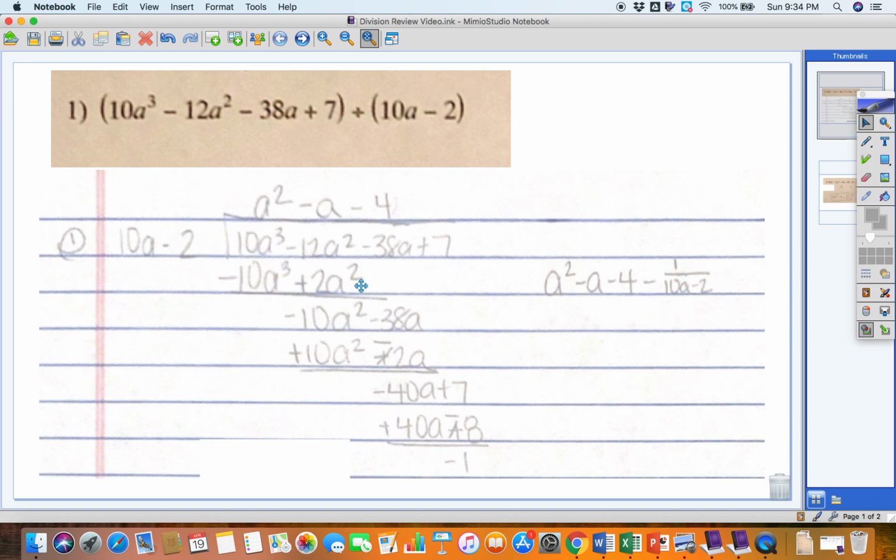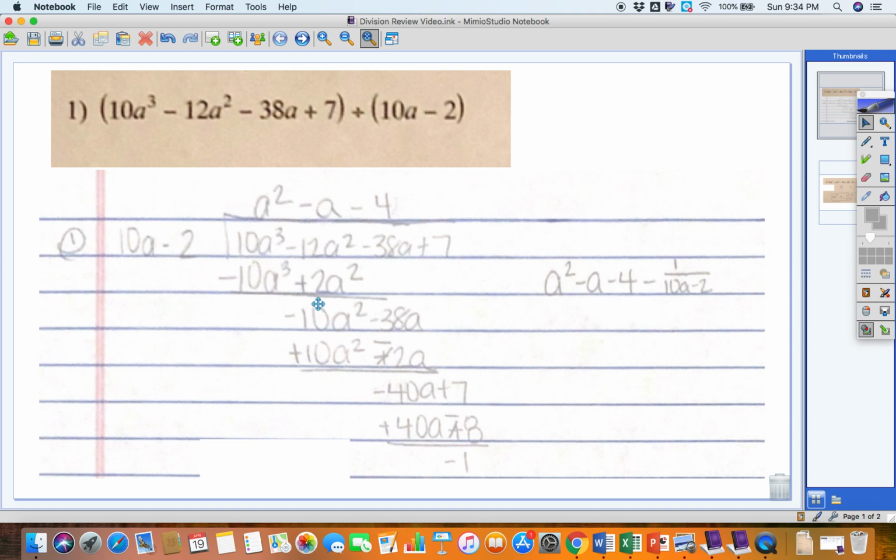That was the biggest mistake that I saw on y'all's previous work, is that you would change the sign on the first term but not the second. So remember, a squared times negative 2 is negative 2a squared. So here we've changed it to a positive. So the 10a cubed minus 10a cubed is 0, negative 12a squared plus 2a squared is negative 10a squared.